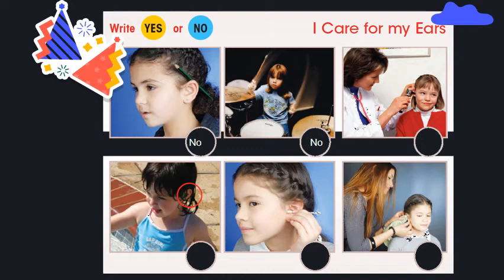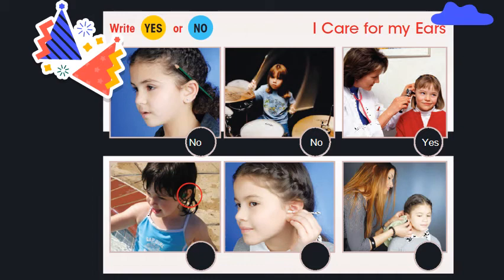The third picture, what can you see? We can see a girl checking her ears with the doctor, right? Can you see the doctor checking her ears? This is a good behavior, because we have to take good care of our ears when we get sick, or when we feel that our ears are disturbing or something is wrong, right?